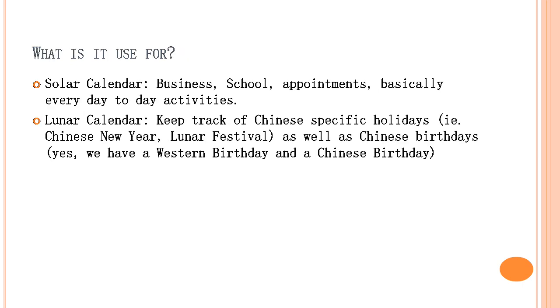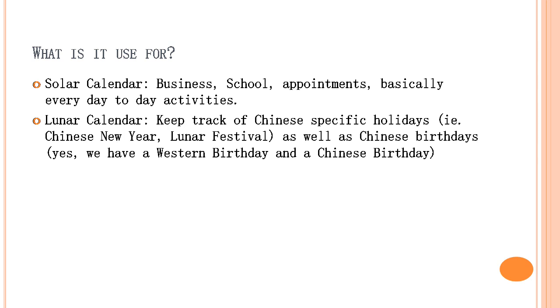Now, lastly, I want to talk about what each of these calendars is used for. So, the solar calendar is basically used for your day-to-day activities, such as setting up a meeting for businesses, schools, and making appointments. Generally, everything that you see in your everyday life, you would use your solar calendar or your standard calendar, or what we call sunlight in Cantonese.